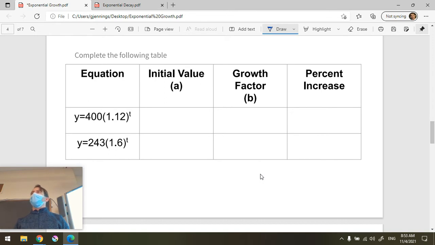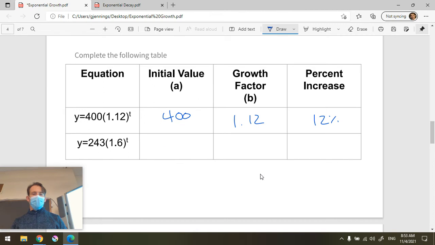You got to shout at me. You got to go fast so that you get more time to work on your own. 400, good. So this is a 400 initial value. It has what growth factor? 1.12. Yeah, 1.12. What's the percentage increase year after year? 12%. Very good.